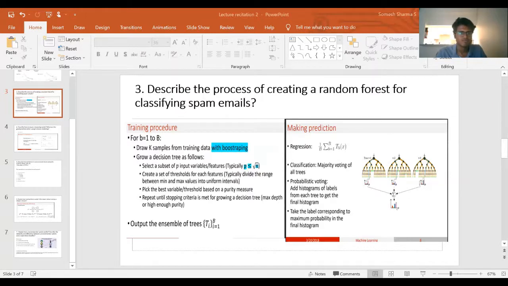As displayed in the predictions, probabilistic voting is what we call it there. The label corresponding to maximum probability is the final prediction. So it gives whether this email is spam or not. So this is my answer for this question. Let me stop my screen. Thank you.